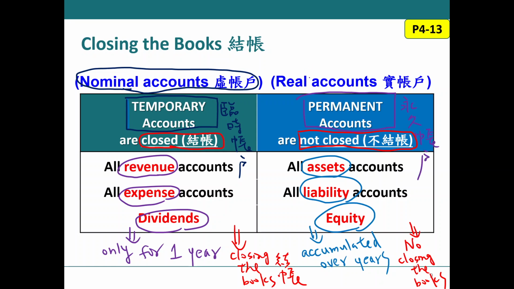Okay, permanent account, or you can call them real account, 实账户. Permanent, the data stay there permanent. 永久账户, the data we keep it forever.